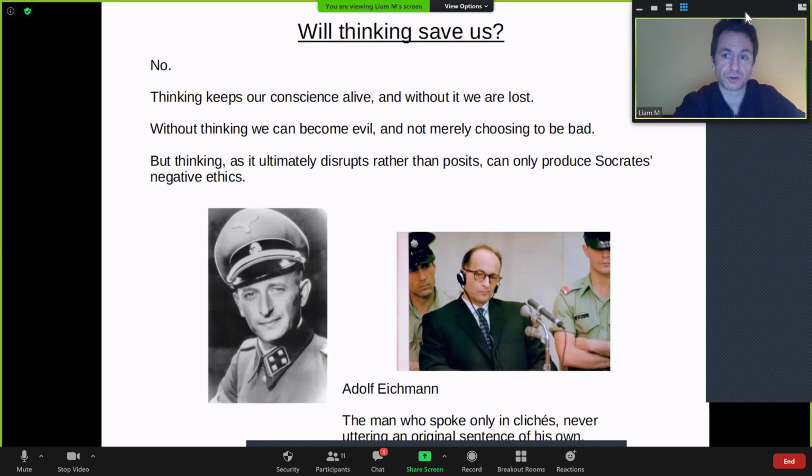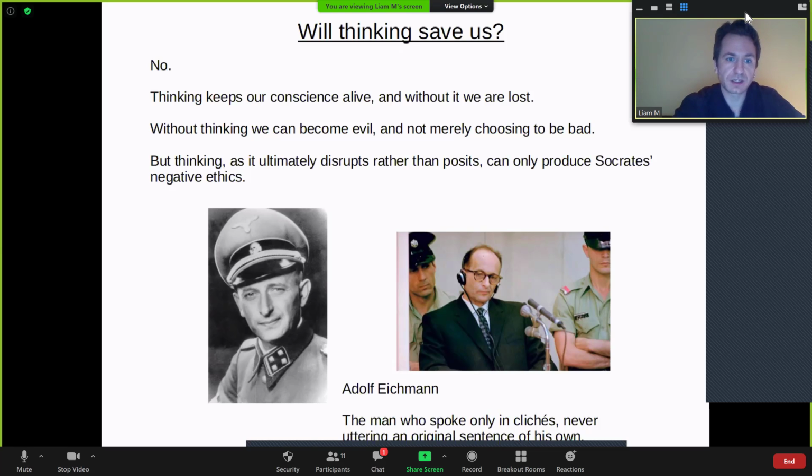So, will thinking save us? Well, no, unfortunately not. But thinking does keep our conscience alive, and without it, we are lost. Without thinking, Arendt says, we can become evil, which is not merely choosing to be bad, but capable of committing what she calls infinite evil, which is just continuous, arbitrary evil without thinking about it at all.